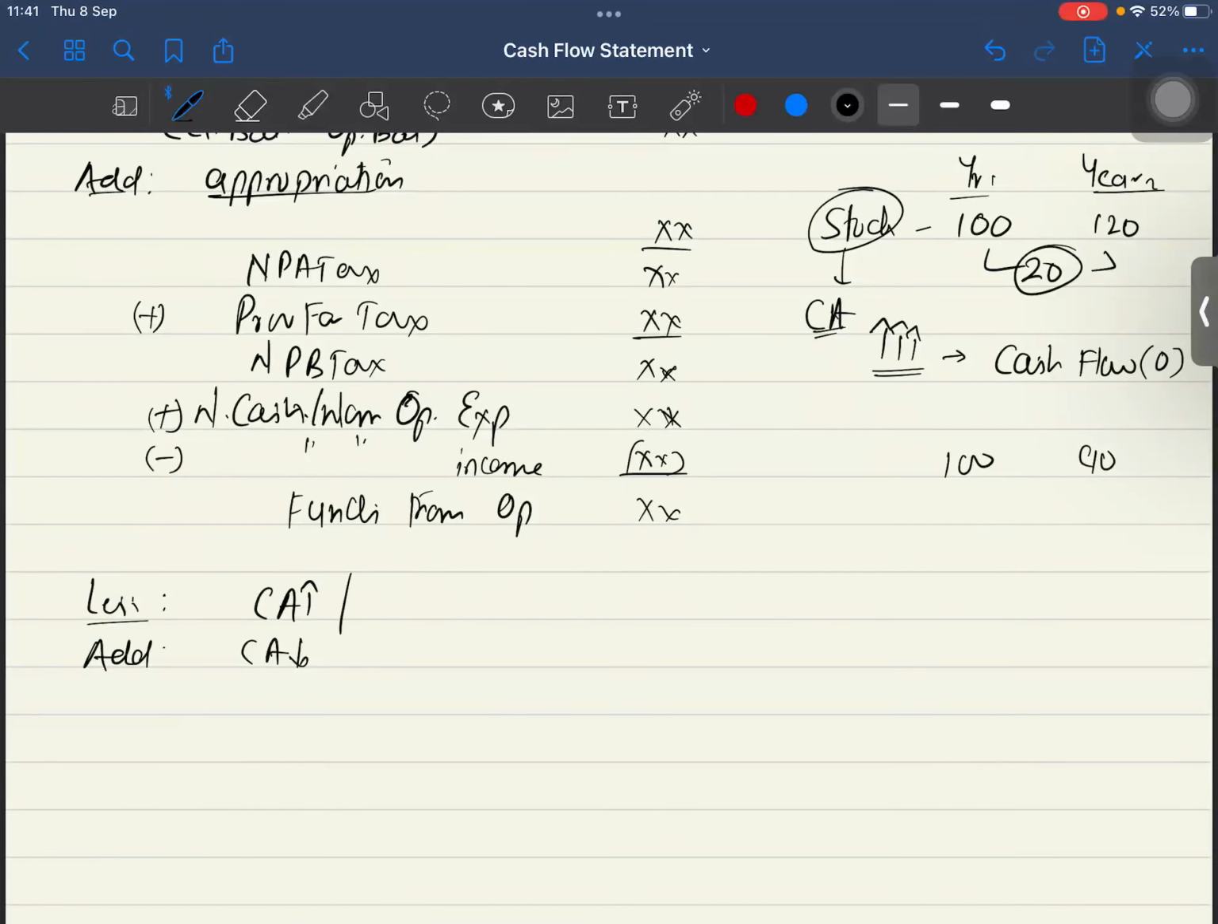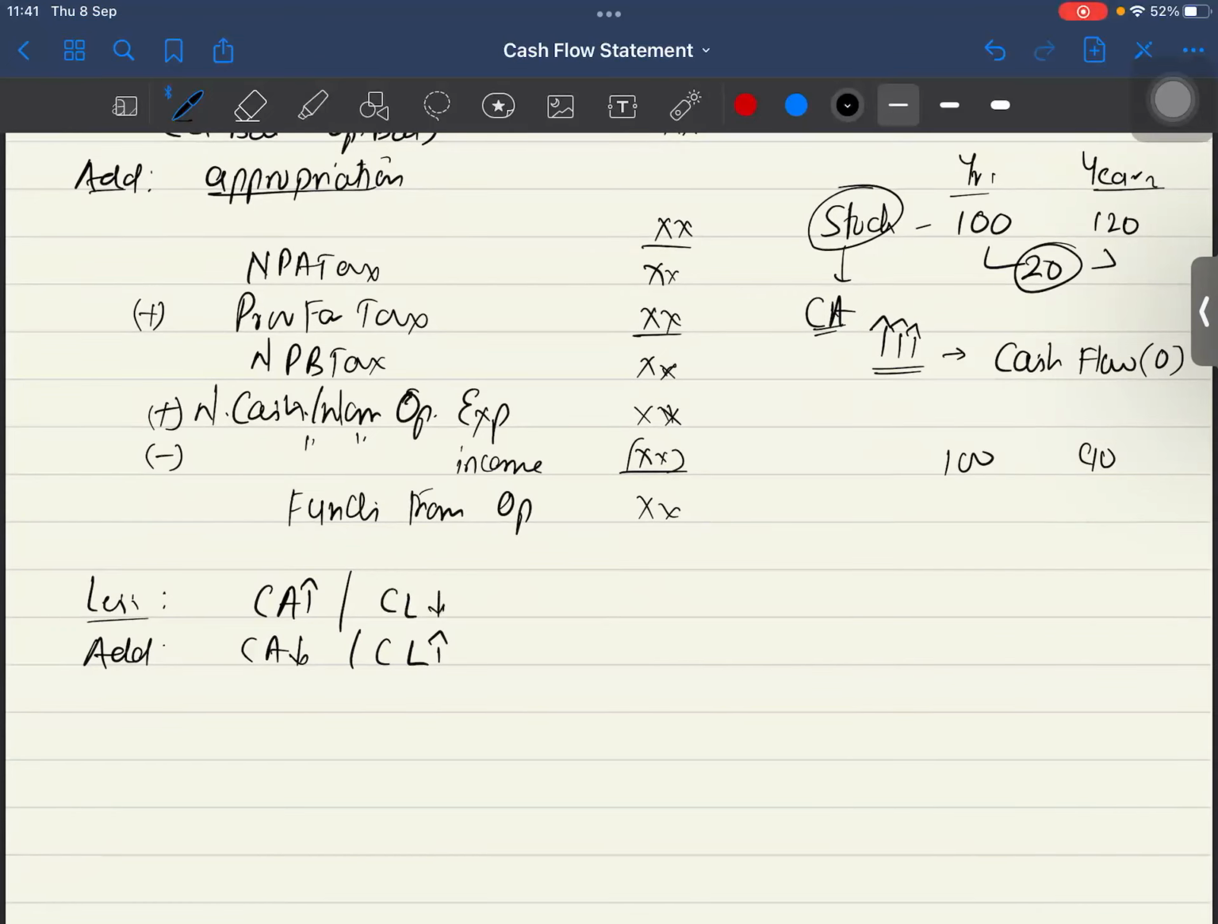Whenever the current liability goes up, there is an inflow because you took a loan, na? There was a bank overdraft on you for 10,000. Now the bank overdraft is showing 15,000. So you actually took a loan of 5,000. So that's current liability increased. So whenever current liability increases, you're going to add it up. And whenever the current liability decreases, you're going to make the payment.